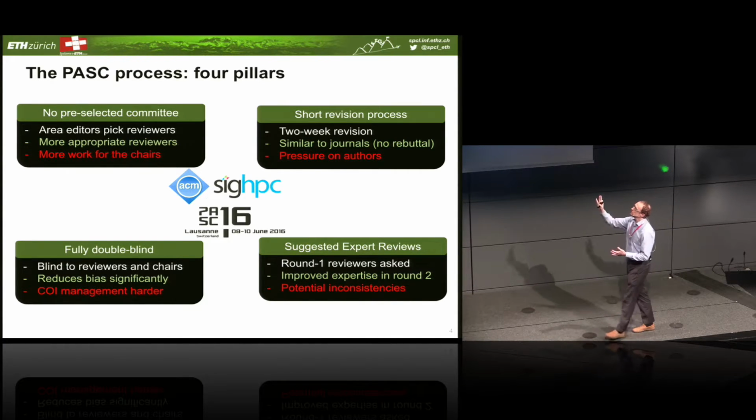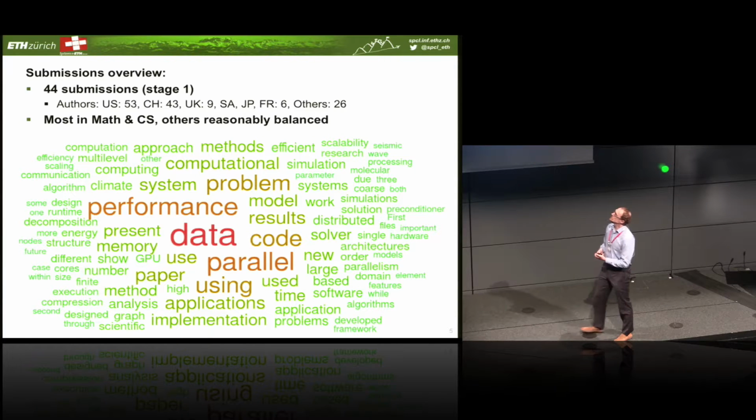Okay, so this is a slide we've seen previously. This is the submission overview. We had 44 submissions at stage 1.